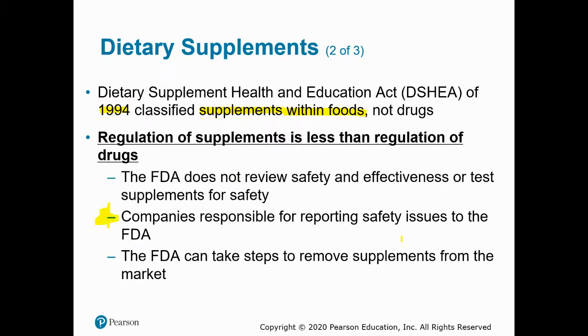Interestingly, companies are responsible for reporting safety issues to the FDA. The FDA does have some power because they can take some steps to remove supplements from the market if they determine that the company hasn't provided enough information to make this product seem safe or be safe for human consumption.